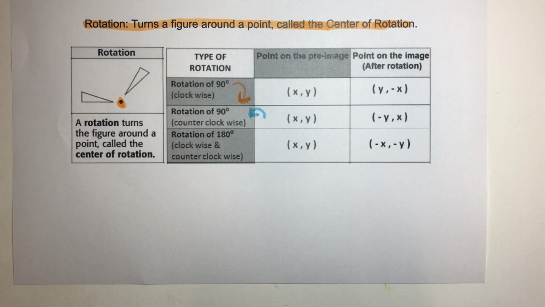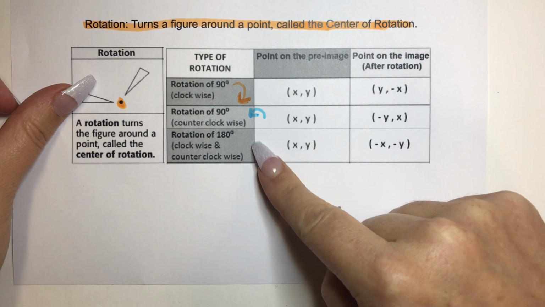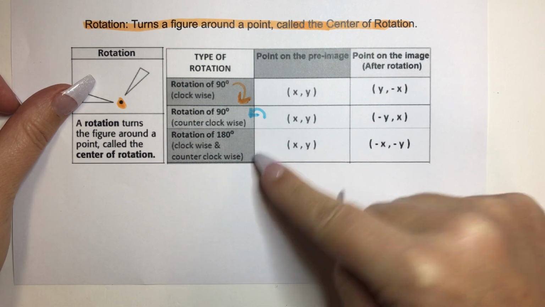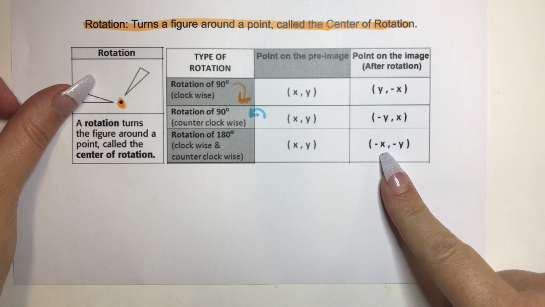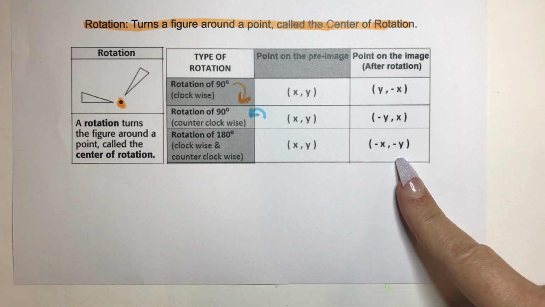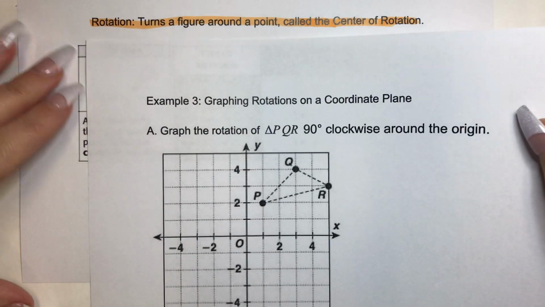And then lastly, a rotation of 180 degrees. It really doesn't matter if you go clockwise or counterclockwise because you end up at the same spot. And the rule for that is you start here and then you end up with negative x, negative y. Okay, so we're going to go ahead and apply these 3 different rules with some example problems.